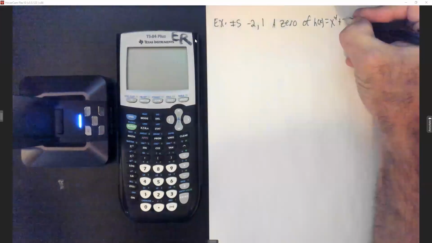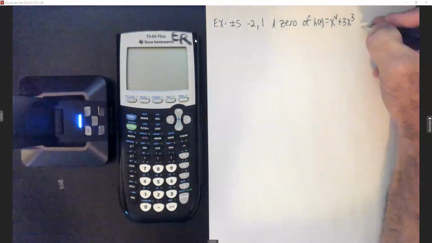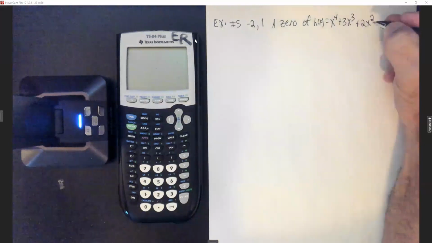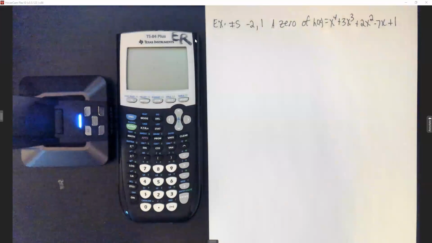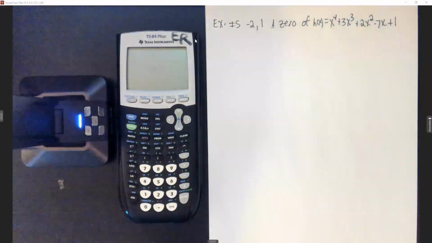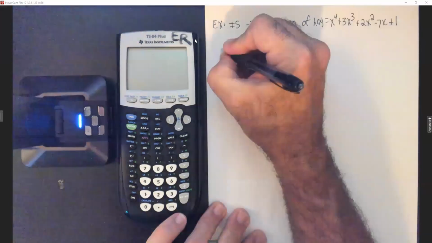plus 3x to the 3rd plus 2x squared minus 7x plus 1. And y'all notice we can make these polynomials as long as we want, right? All right, so I'm going to try the -2 first.